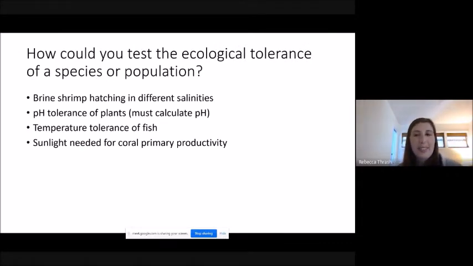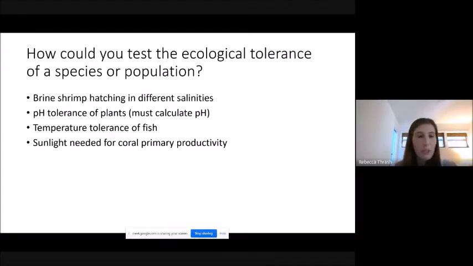So one of the things that you will encounter on the APES exam is how do you test for ecological tolerance within a species or a population. This is one of the topics that they give you the opportunity to talk about: how you might design an experiment around ecological tolerance.